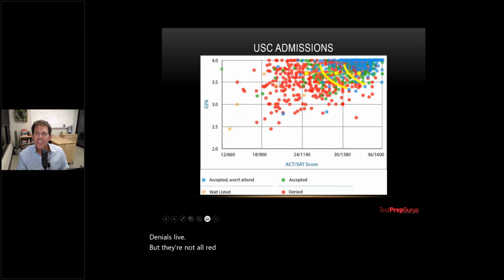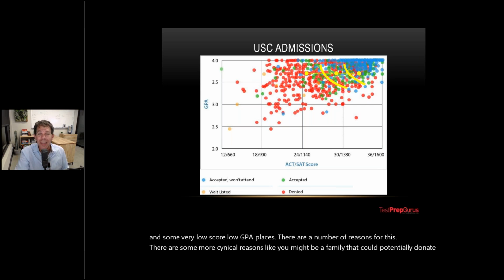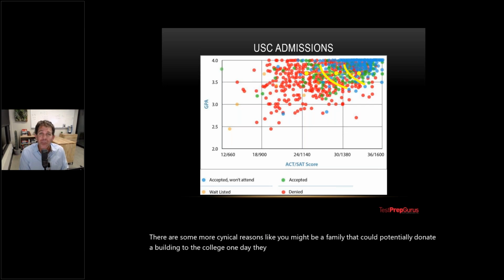You do see a smattering of green dots out here. There are some in very low score, low GPA places. There are a number of reasons for this. There are some more cynical reasons, like you might be a family that could potentially donate a building to the college one day. They do make exceptions for those students.